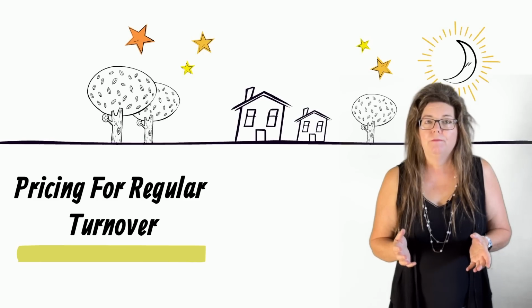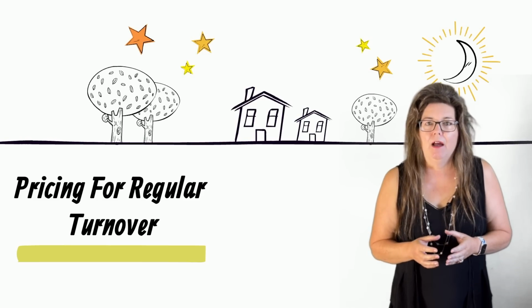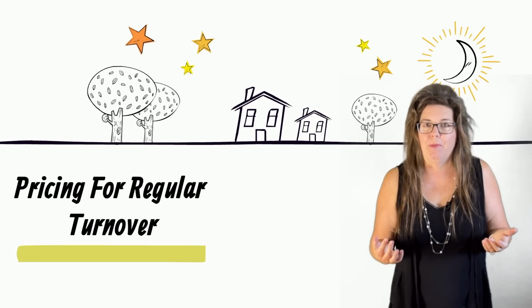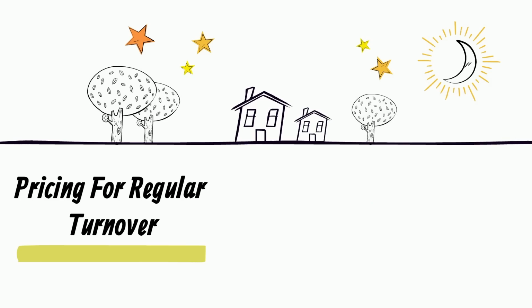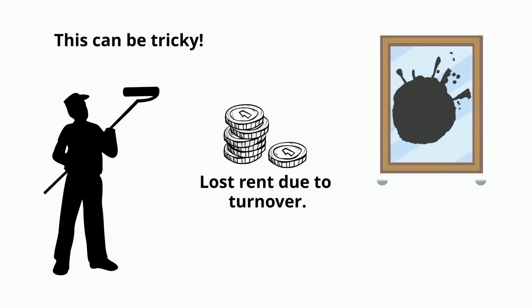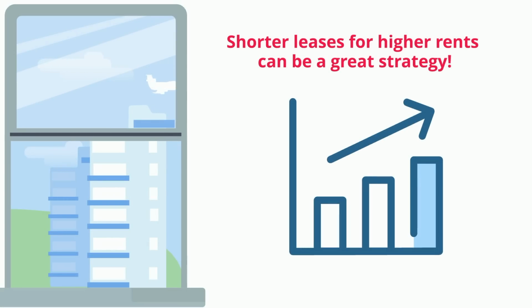Pricing for regular turnover. If the unit is in an area where turnover is high, such as student housing or a housing complex favored by transient workers, then the landlord will need to factor in the cost of turnover into the rents while still maintaining a competitive rental rate. This can sometimes be tricky, as you need to rent the unit and need to factor in painting every so often, damages, and the cost of lost rent due to vacancy. However, most rentals that cater to transient tenants will offer shorter leases in exchange for a higher rent. This can be a win for all parties.